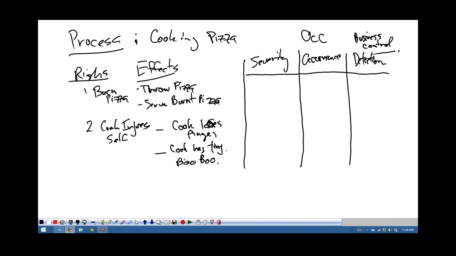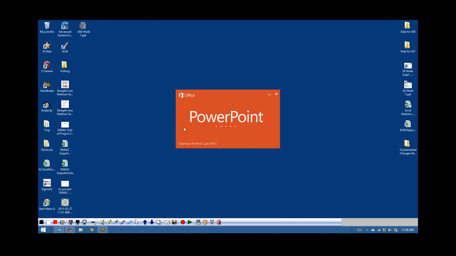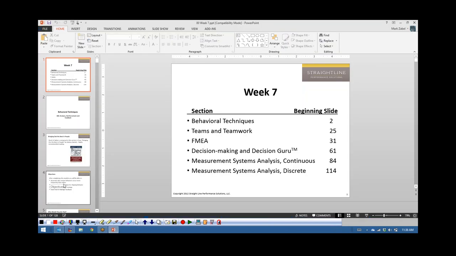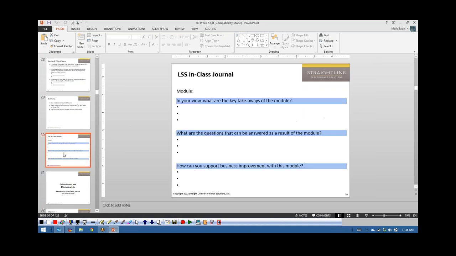We'll come back to this particular example, but I want to now put this all in context so that we get the whole thing: where would I use an FMEA, where would this be helpful, what are the things that I want to bring in before I do this, and all the rest. So let's take a moment to do that. I'm going to open up my PowerPoint. This is week 7. I'm going to open it up to slide 31, and we'll begin there.